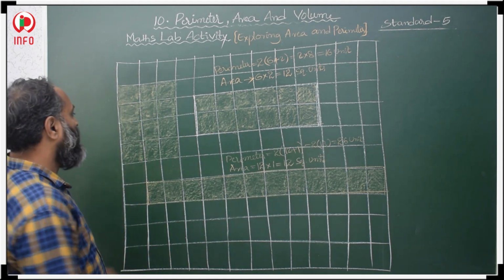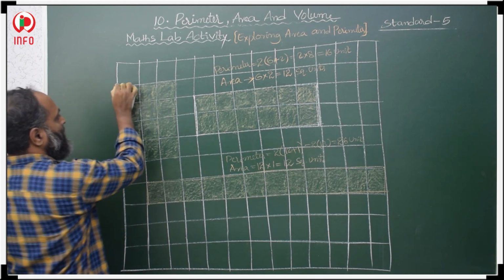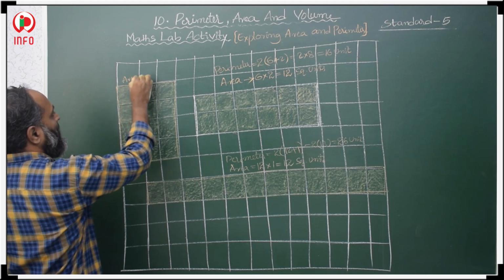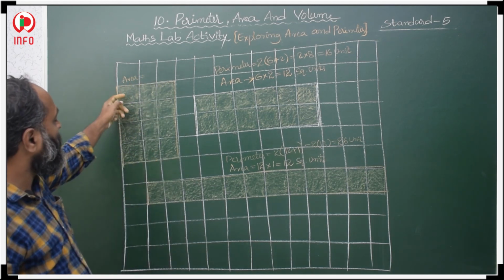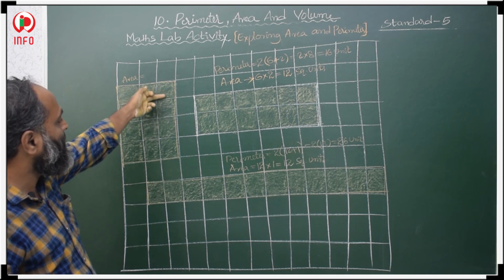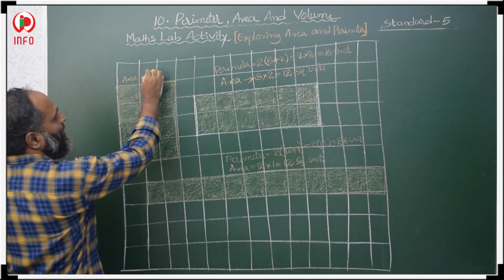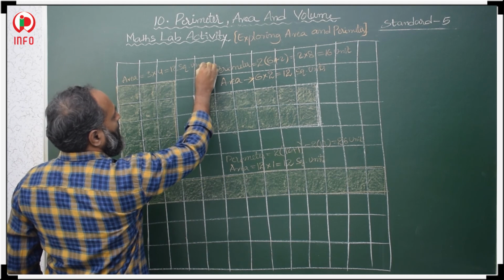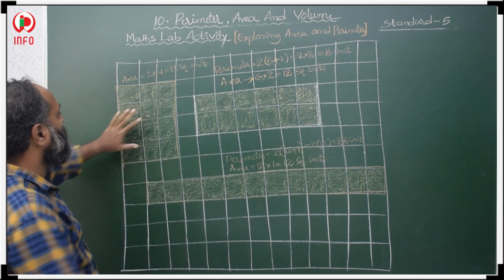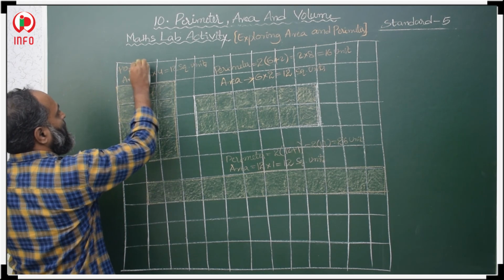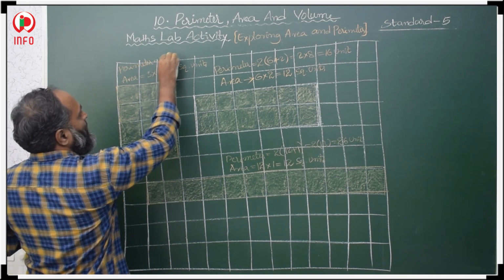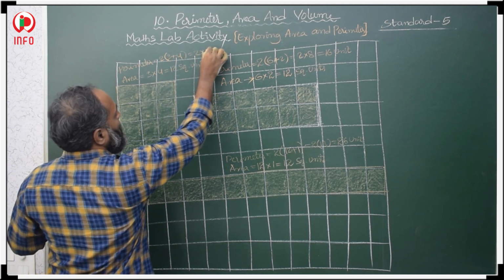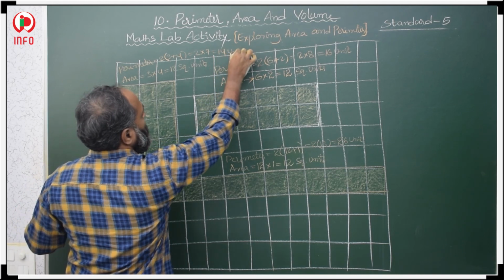Okay. Now another rectangle we formed here. What is the area of this rectangle? Area of this portion: lengthwise 1, 2, 3 and breadthwise 1, 2, 3, 4. Means length into breadth, 3 into 4. 3 4s are 12 square units. And what is the perimeter of this portion? Perimeter is equal to 2 into length plus breadth. Length is 3, breadth is 4. 2 into 3 plus 4 is 7. 2 sevens are 14 units.